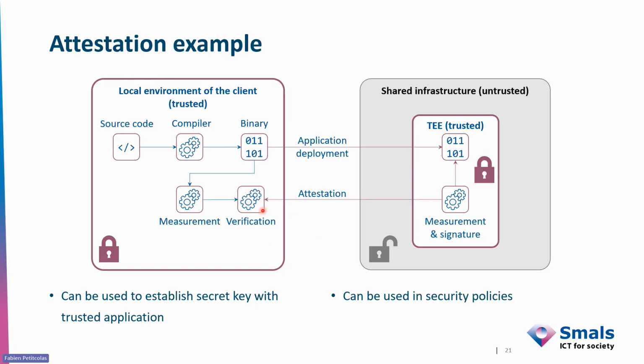And when we verify the signature, we can then compare what has been signed. So compare the hash which has been computed here with the hash which we can compute here. And if they match, then we know that the right software is running in that environment over there. With this mechanism, we can also set up some specific security policies and also establish encryption keys, which can then later be used to communicate securely between the application running in the secure environment and our local client.